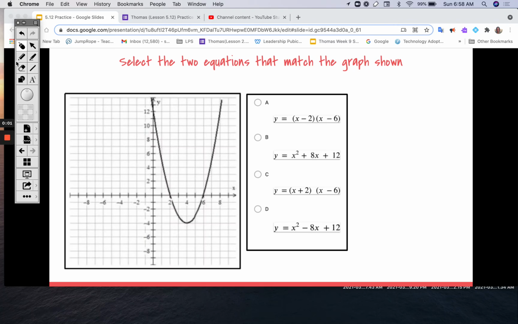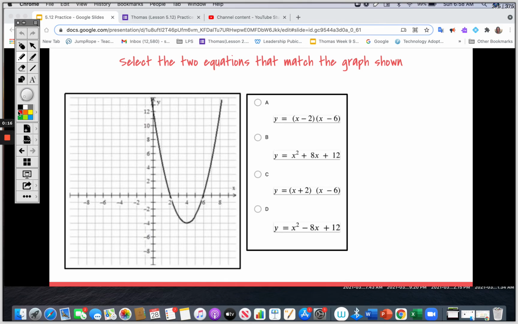So this question wants us to find the two equations that match the graph, and also we're finding the x-intercepts, the vertex, and the y-intercept of this function. So when we look at the graph, what do we notice to be true? Well, we notice that our x-intercepts are going to cross the points where the graph crossed the x-axis. So that is the point 2, 0 and 6, 0.